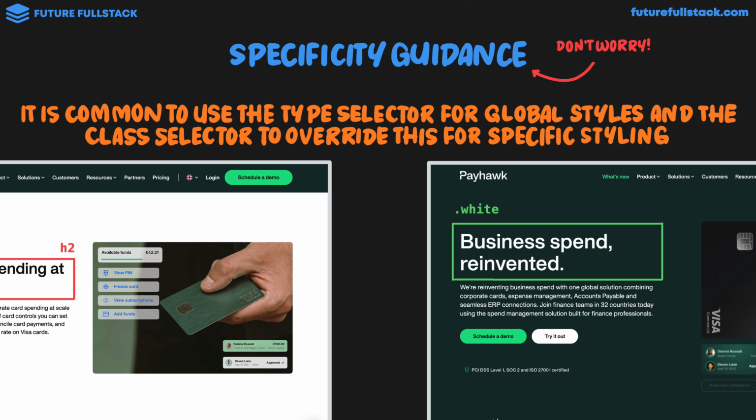So long story short, don't stress about specificity. We're generally going to be styling global styles using type selectors and using class selectors to override this style for specific cases. It is also important to understand the concept of specificity so that when you write your own CSS and rules aren't being applied as you'd expect, you can start thinking about the specificity of conflicting selectors.